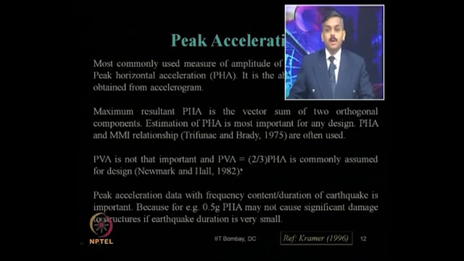Typically, for design purposes, people use about 2/3 of PHA. For any structure or civil engineering construction, they use this as the peak vertical acceleration if they do not have the record of the vertical time history. In that case, they will use 2/3 of PHA as the design value. But if you have the recorded value, obviously it is better to go by that value for your design.